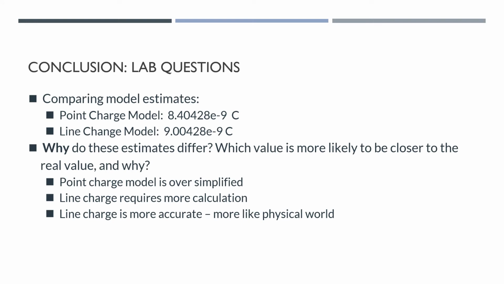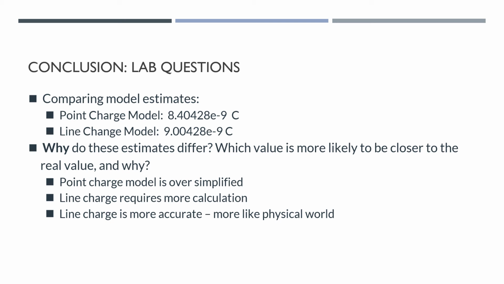So in conclusion, to compare the point charge model and the line charge model, we see that the line charge model has an estimate of the tape's charge that's larger. It's 9.004 times 10 to the negative 9 coulombs as opposed to 8.404 times 10 to the negative 9 coulombs. We did expect these estimates to differ because the point charge model is oversimplified and the line charge model just requires more calculation.